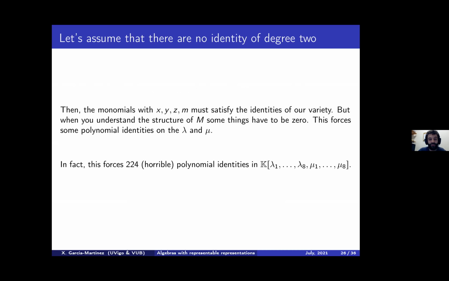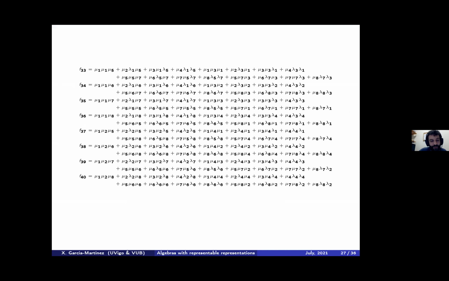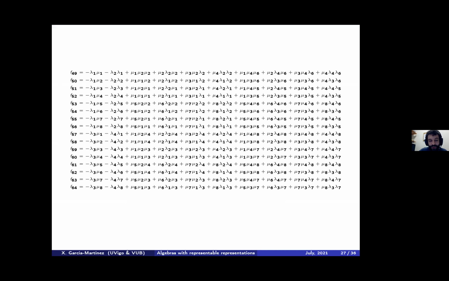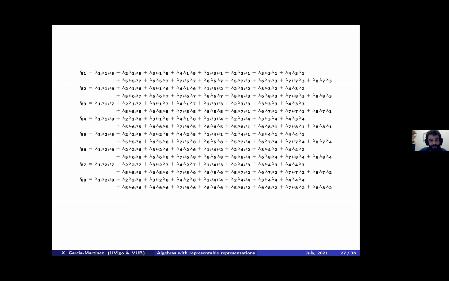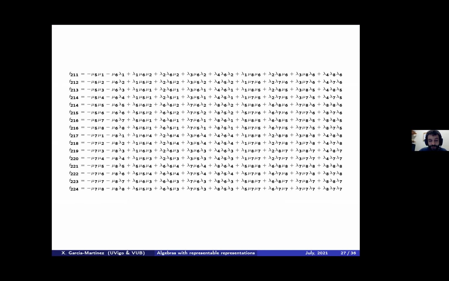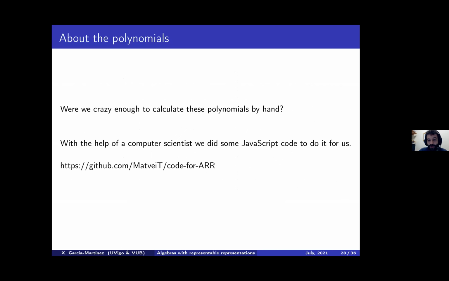We found some relations on this constant that we had here. So we found 224 horrible relations on these coefficients over here. So we tried to solve this polynomial system. If we solve it, then we found a new variety that will probably satisfy this property. But of course, we didn't compute this by hand. We did it with the help of a computer scientist.